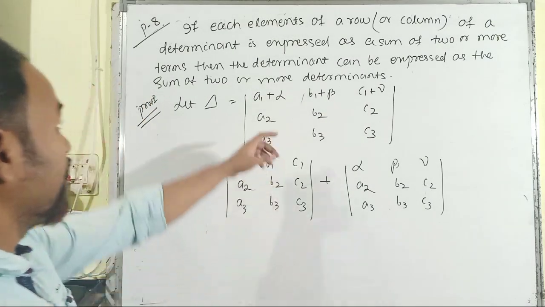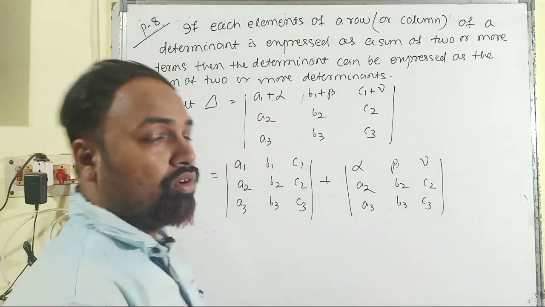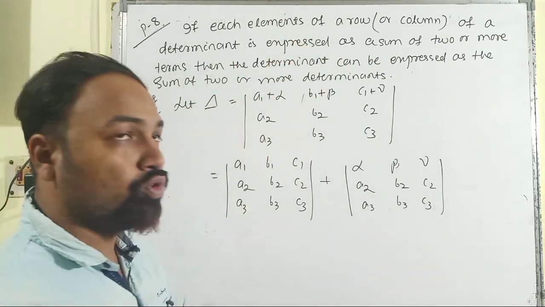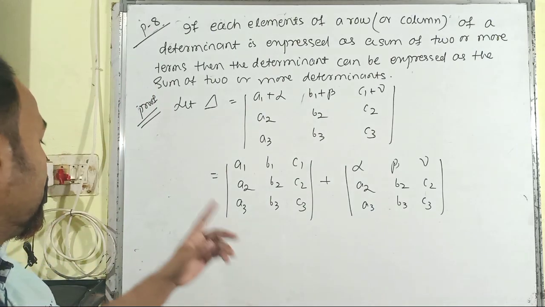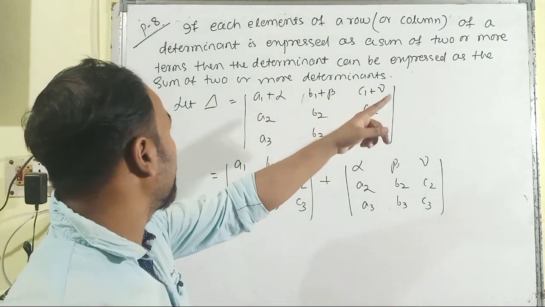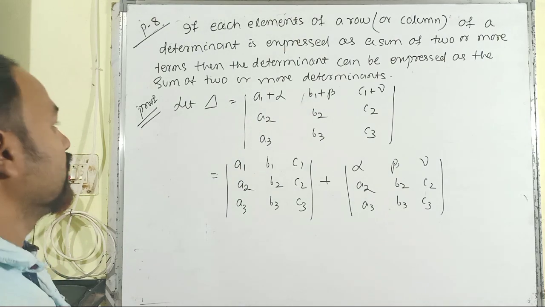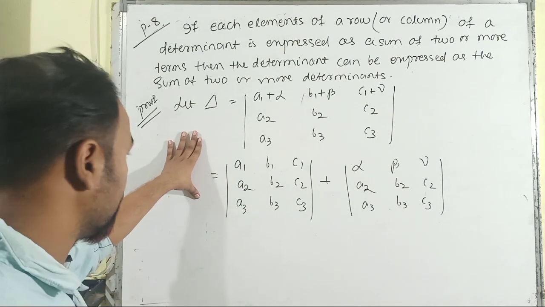Here it is, property number 8. If each element of a row or a column of a determinant is expressed as the sum of 2 or more terms, then the determinant can be expressed as the sum of 2 or more determinants. Just let us go through the proof so that you can understand it.